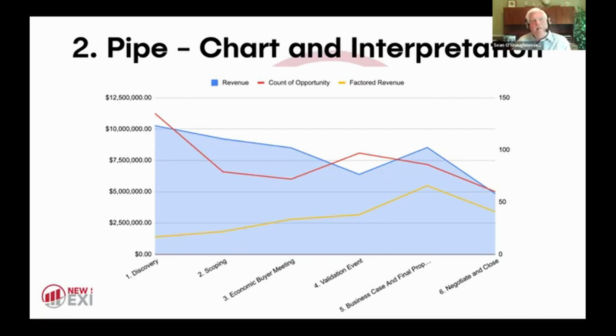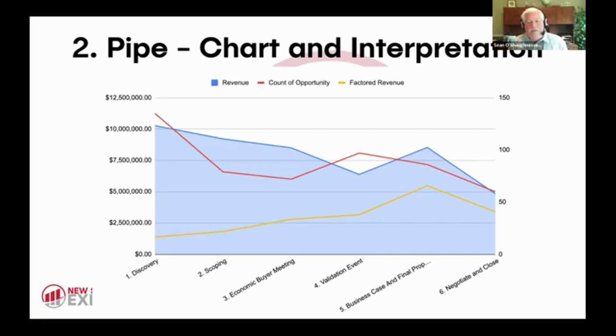So on the bottom, I have the 6 stages of this sales process. And I'll be honest, I use the sales stages almost every time I help a customer. Sometimes I'll add another one into this mix, but these are the 6 that kind of drive everything. Discovery, scoping, economic buyer meeting, really important. People don't track that enough. Validation event, that's a demo or POC, proof of value. You should do POCs, you should do proof of values. Business case and final proposition, and then negotiation and close. So those are the 6 steps of my standard process.